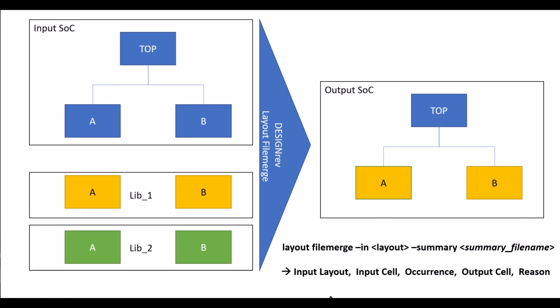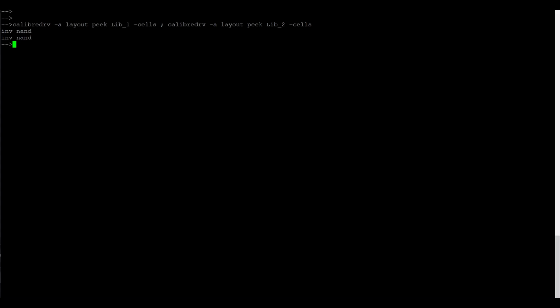This option provides the cell's source layout along with its number of occurrences and the reason why a cell wasn't included in the output. So, if there are multiple libraries being merged with the main SOC block containing cells that may have common names, the Summary option can help us validate the library source of cells in the merged output.